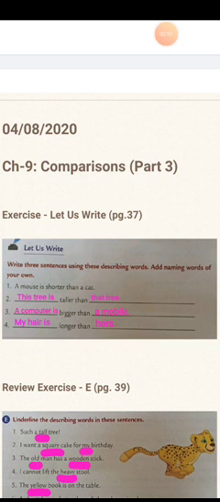Let's read one example given here. A mouse is shorter than a cat. So here the two naming words, mouse and cat, are being compared. How is a mouse? Mouse is shorter. Cat is also short, but mouse is shorter than a cat. So the quality short is used to compare these two naming words.